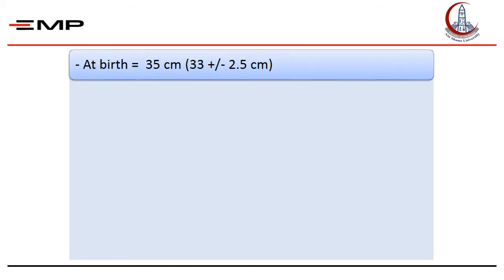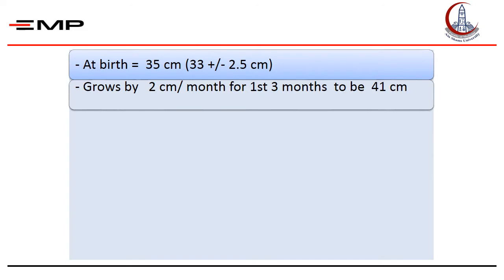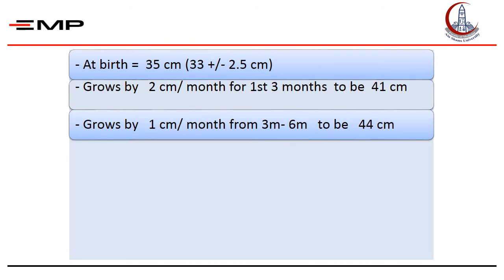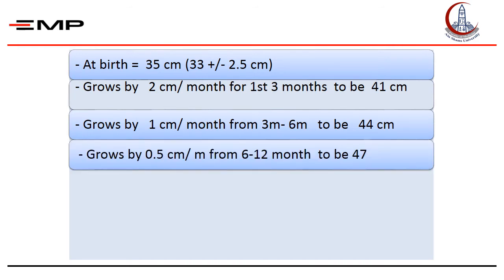You have to know that at birth, the mean skull circumference is 35 centimeters. The skull grows by 2 centimeters per month for the first 3 months, then 1 centimeter per month for the second 3 months, then 0.5 centimeter per month from 6 to 12 months of age to reach 47 at the age of 1 year.